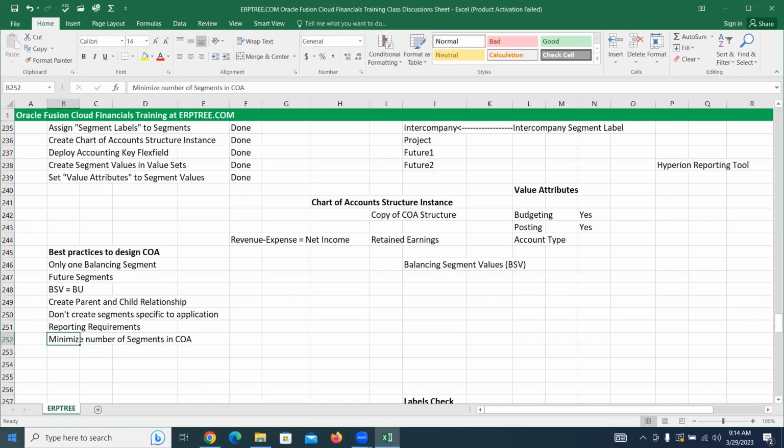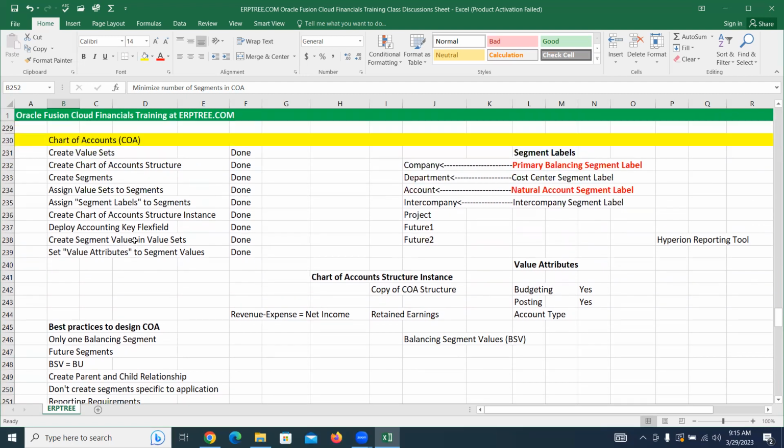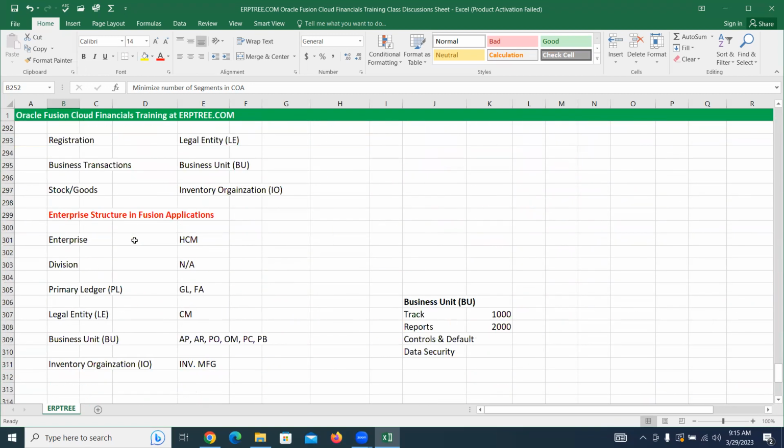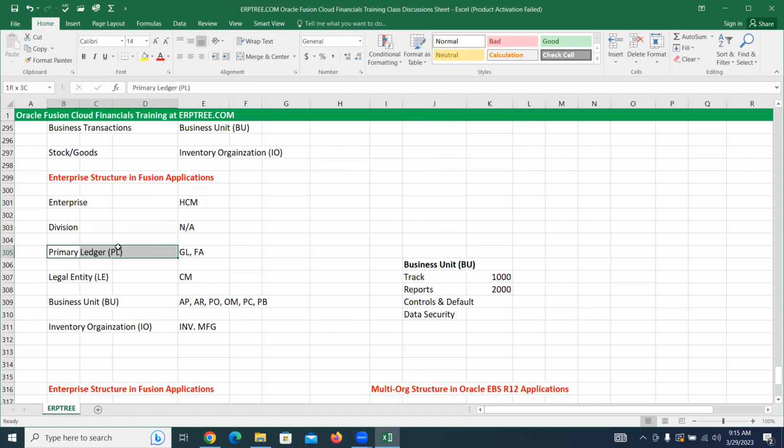Okay, so done. In tomorrow's session, we'll start with the system again. We are good with this information: the P2P cycle, O2C cycle, enterprise structure, and best practices about the chart of accounts. Based on this, we can start working on the system. We'll start creating the enterprise structure. When you talk about enterprise structure, we only created the primary ledger so far. From our previous classes, we'll see enterprise, division, legal entity, business unit, inventory organization. That's how we can keep moving.